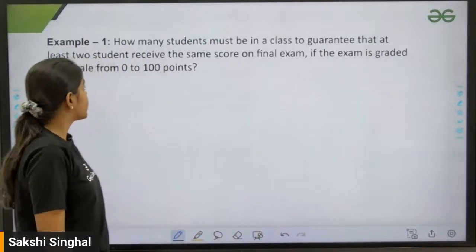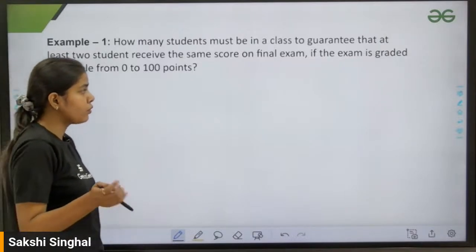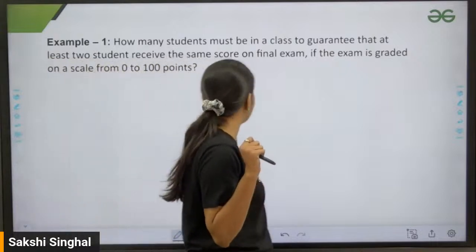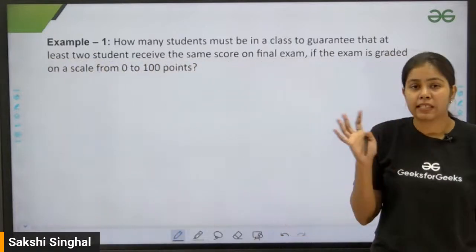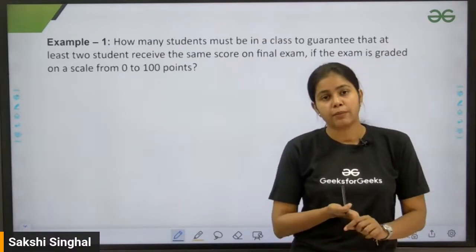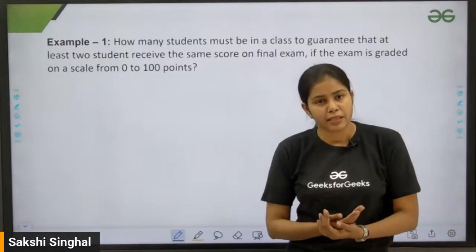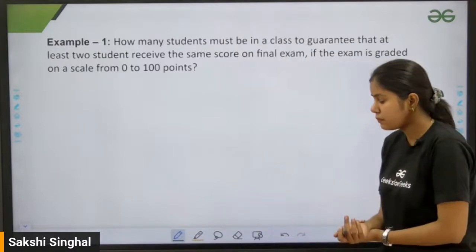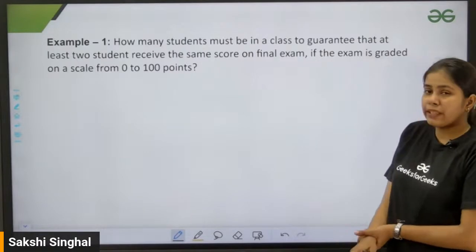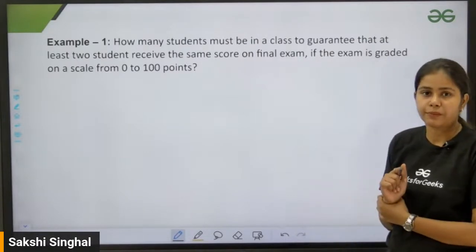Right, so let's see this question. How many students must be in a class to guarantee that at least two students receive the same score on the final exam if the exam is graded on a scale of 100 points? Guys, these types of questions also get asked in interviews, because they completely depend on basic concepts and basic common sense. So in mathematics we have given this common sense a name, that is the pigeonhole principle, right?